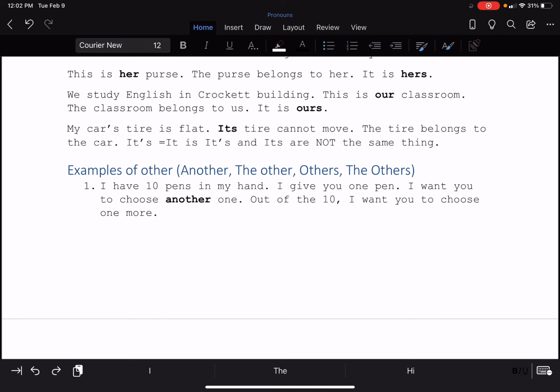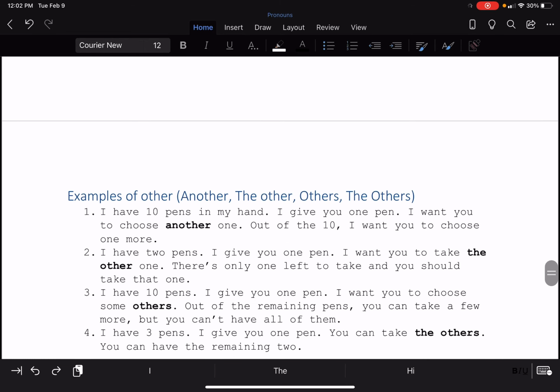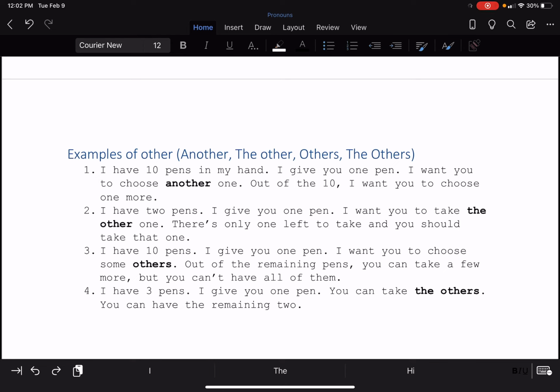And then in English, we have a few more words here. We call these forms of other. And here are just a few examples of how we can use these. My first two, another and the other, explain situations where something is singular. So if I have 10 pens and I give you one and I say, I want you to choose another one, you can choose one more out of the 10 and it can be anyone. So out of any of those pens, choose another one. It's your choice. You can choose any one you want out of those.